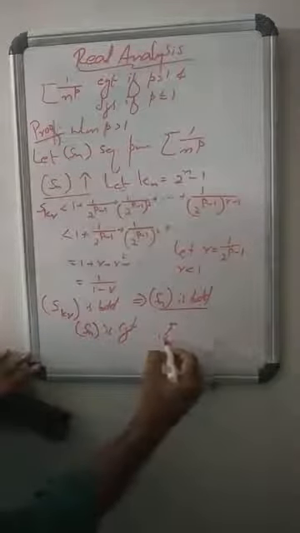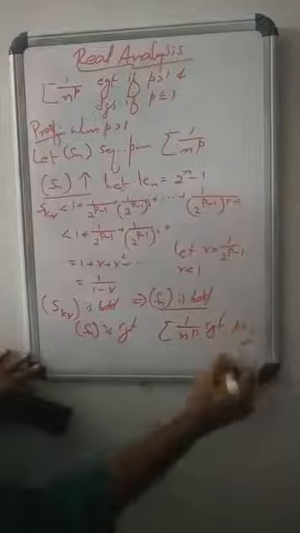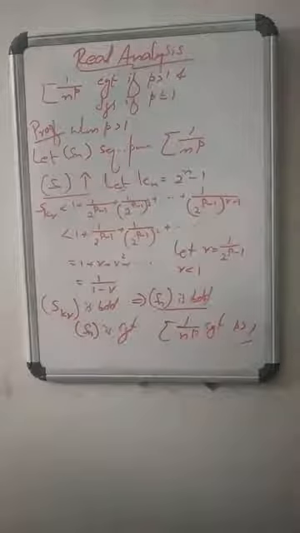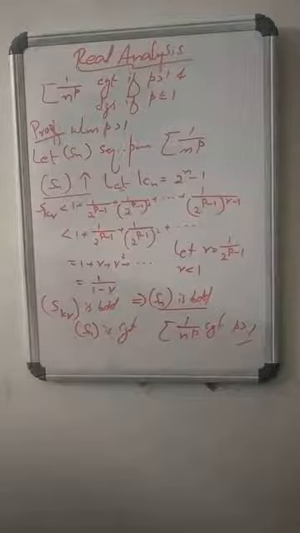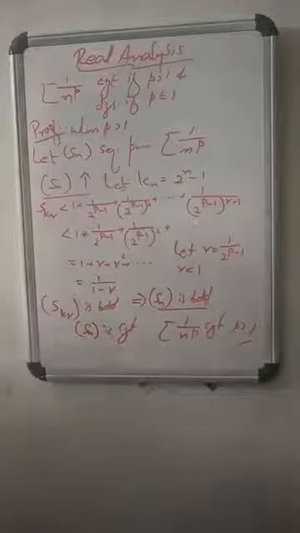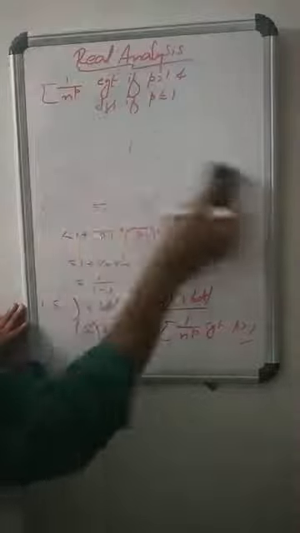Then we have the series sigma 1 by n power p is convergent when p greater than 1. So this is the proof of the test of convergence for the p series. That is, sigma 1 by n power p converges when p greater than 1 and diverges when p less than or equals 1. Clear?